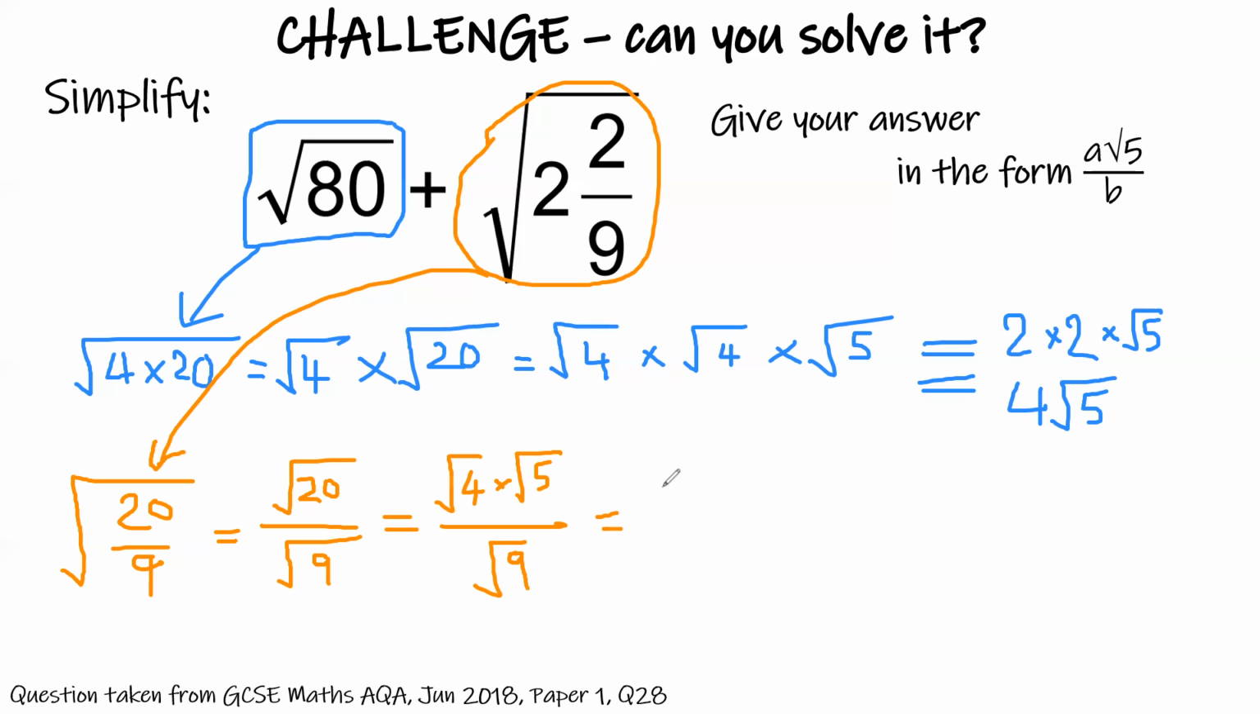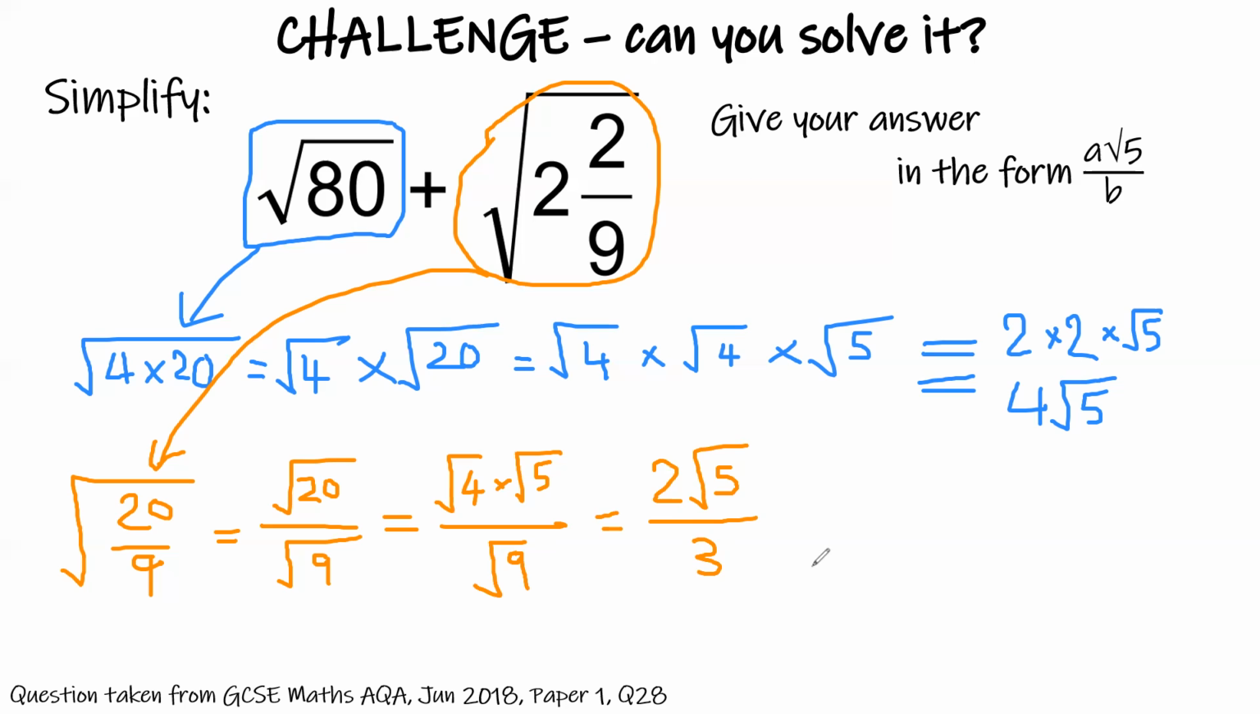We know that root 4 is just the same as 2. 2 times 2 is 4. Square root of 4 is 2. Times root 5. Root 5 can't be simplified anymore because it's not a square number and it doesn't have any factors. And then we have this all over square root of 9. Square root of 9 is, of course, 3.